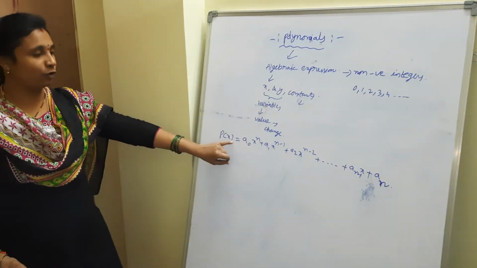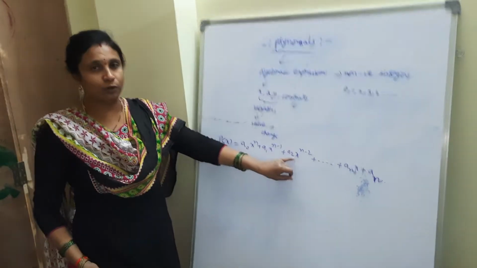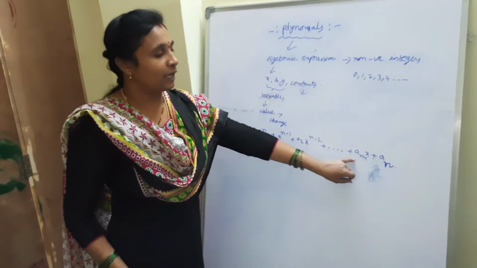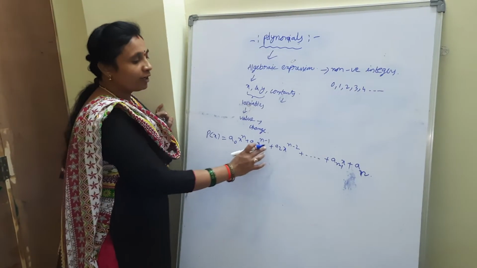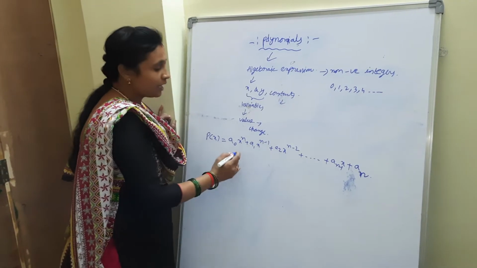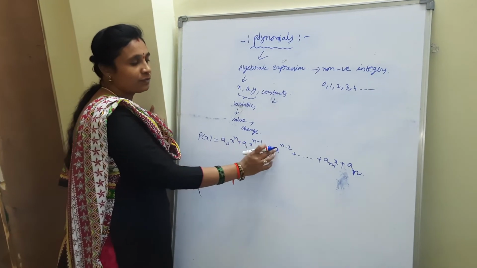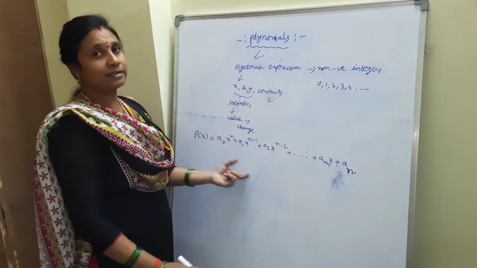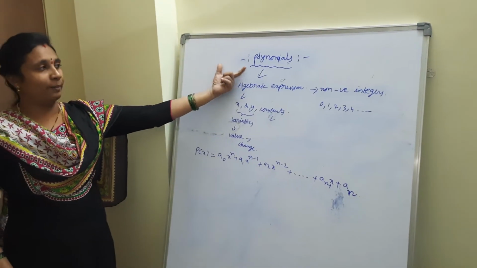P of x is equal to a naught x to the power of n plus a1 x to the power of n minus 1 plus a2 x to the power of n minus 2 plus and so on plus an minus 1 x plus an. In this, a naught, a1, a2, an minus 1, an are the constants, and x to the power of n, x to the power of n minus 1, x to the power of n minus 2 are called the variables. This is the general form of the polynomial.